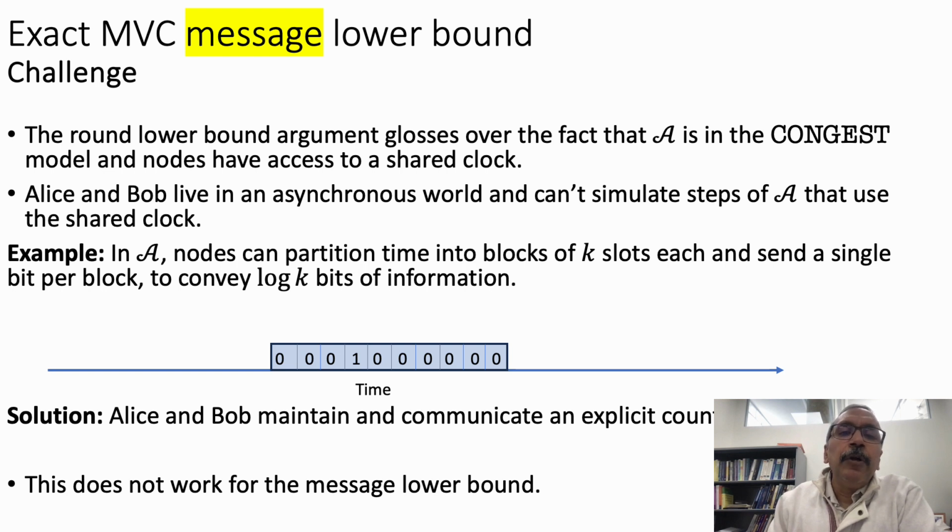that Alice and Bob can't quite simulate, because Alice and Bob live in an asynchronous world. For example, nodes in the CONGEST model can partition time into blocks of k slots and then send a single bit per block to convey log k bits of information. Which slot this particular bit is sent in conveys this information. Now, this is not a problem for the round complexity lower bound just presented, because Alice and Bob can actually maintain and communicate an explicit counter with each other. This takes an additional t times log n bits and doesn't change the rest of the calculations. However, this does not quite work for the message lower bound argument, and we need a more sophisticated way of getting around this problem.